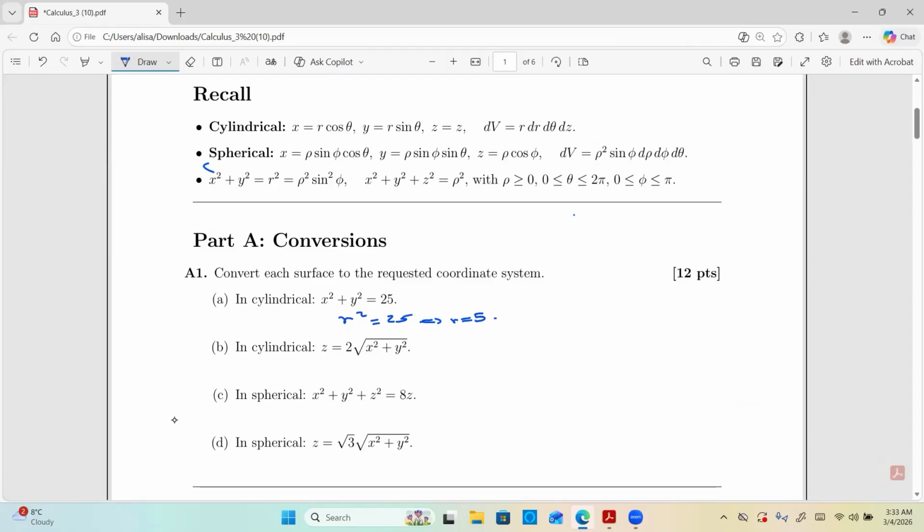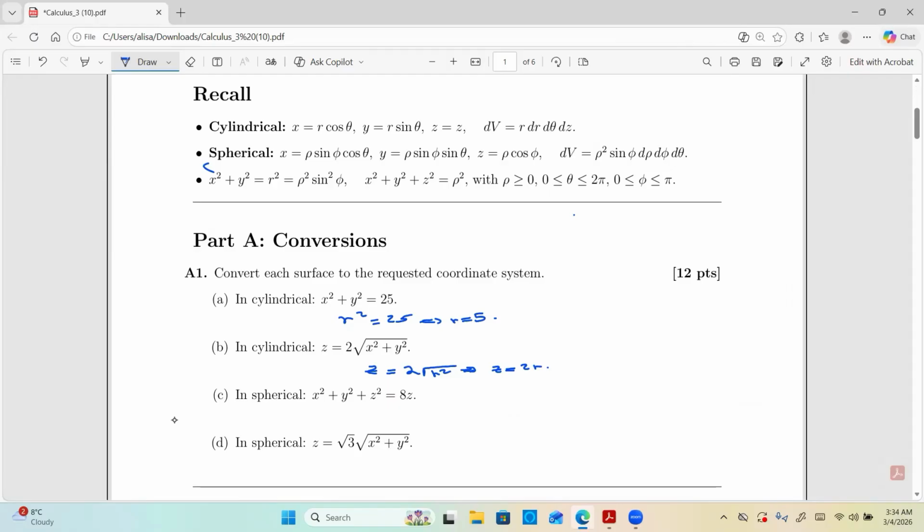So let's see this one. In this case, I'm doing cylindrical as well. So z is z, z doesn't change. And then x squared plus y squared is r squared. And hence this simplifies to z equals 2r. So this finishes this one. So let's look at the third one.